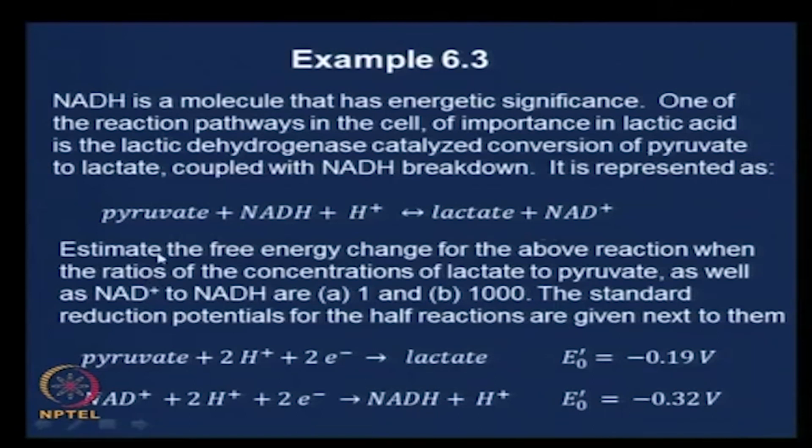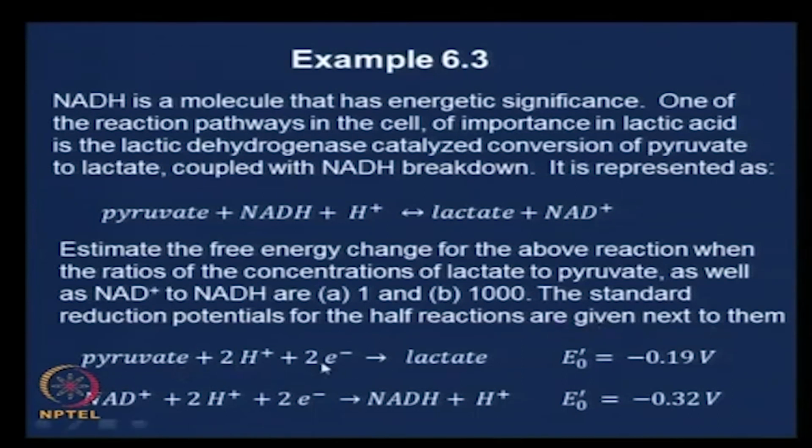What is needed is to estimate the free energy change for the above reaction when the ratios of concentrations of lactate to pyruvate as well as NAD plus to NADH are given. You know, NADH, when it gives out a hydrogen ion, becomes NAD plus. The ratios of lactate to pyruvate as well as NAD plus to NADH are in the first instance 1 and in the second instance 1000. The standard reduction potentials for the half reactions are given next, recall what half reactions are.